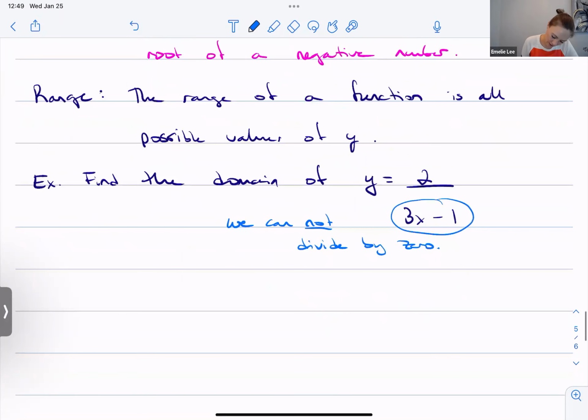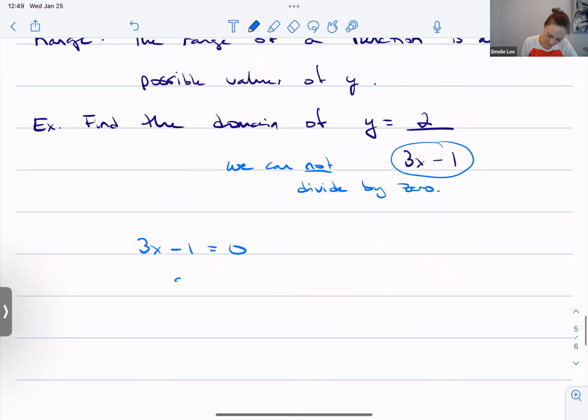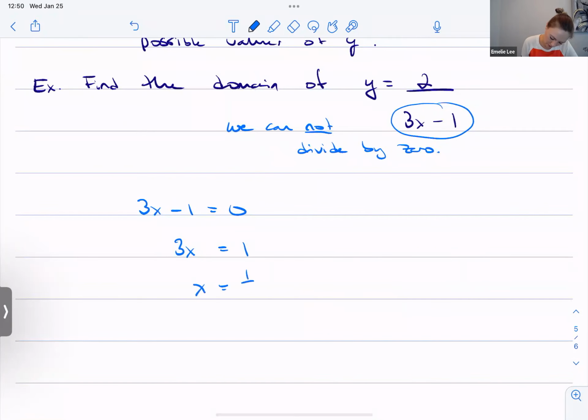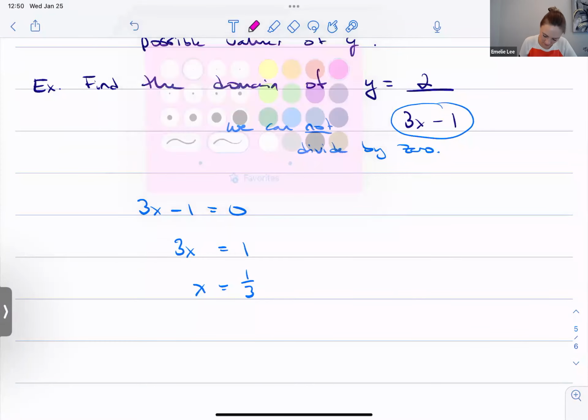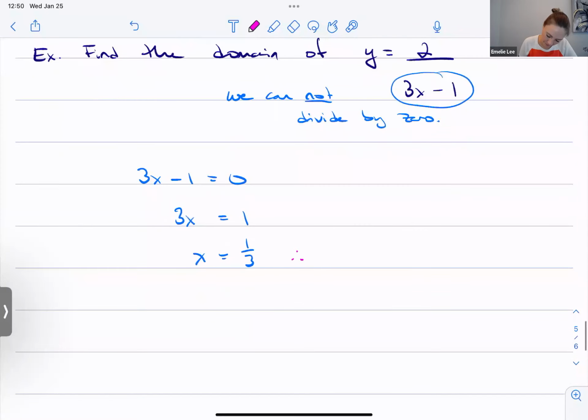Okay. So what I do is I find 3x minus 1 equal to 0. 3x is 1, so x is 1 over 3. x equal to 1 over 3 is not in the domain. Therefore, x can be any number except x equal to 1 over 3.